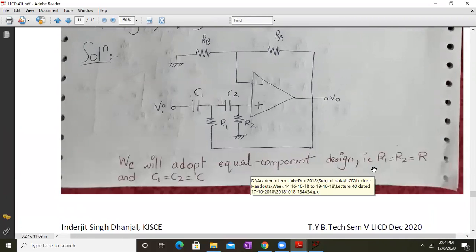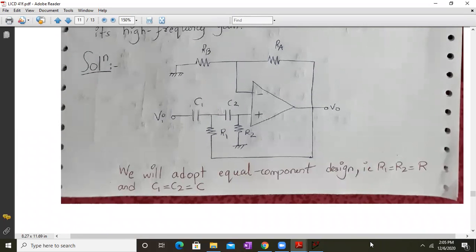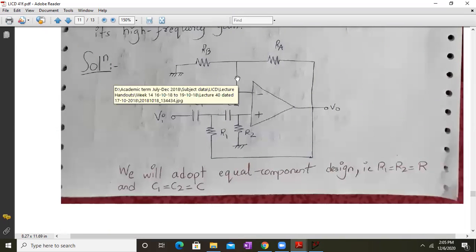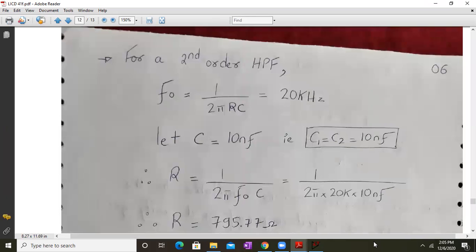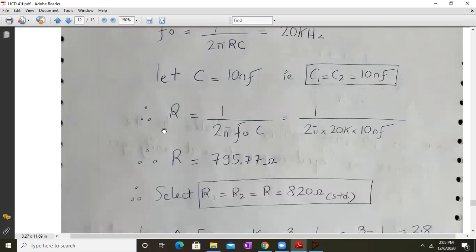Okay. So first of all, we will adopt the equal component design. That means R1 will be equal to R2 will be equal to R, and C1 will be equal to C2 will be equal to C. So this is my circuit diagram for my second order high pass KRC filter, where we have RA and RB, C1, C2, R1, R2. And we'll start with the design. So for a second order high pass filter, F naught is given as 20 kilohertz. Over here, let us assume the value of C is 10 nanofarad. So C1 and C2 will be 10 nanofarad, and we can calculate the value of R from here.